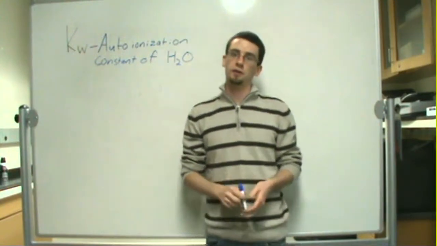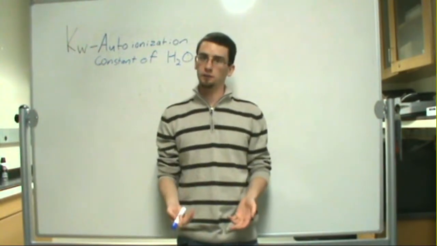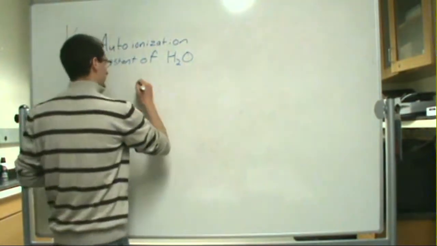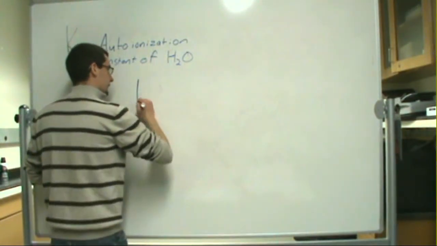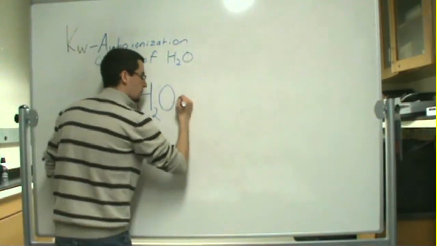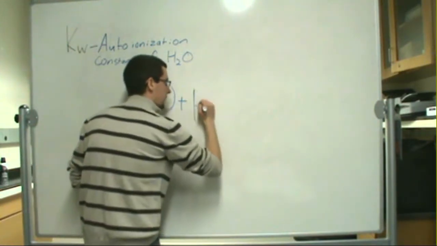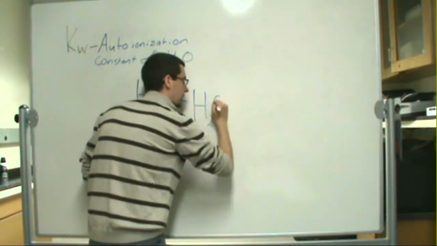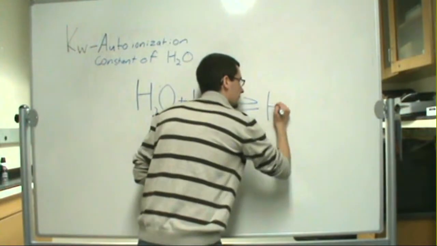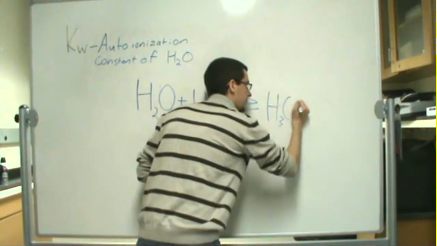Water is a solvent that can actually ionize itself. Let's get into a little bit what I mean by that. If we take two water molecules and have them react with one another, what will end up happening is we'll form a hydronium ion and a hydroxide anion.